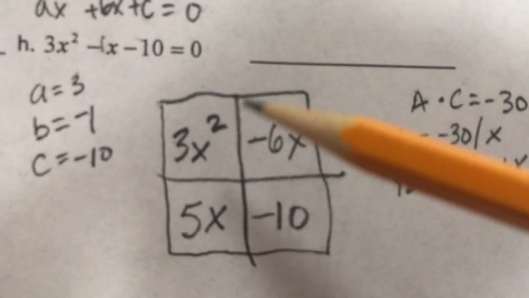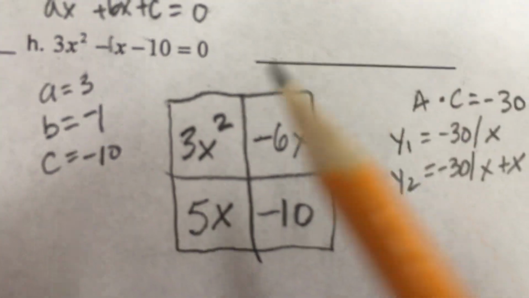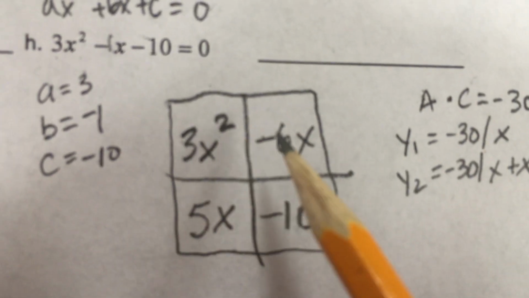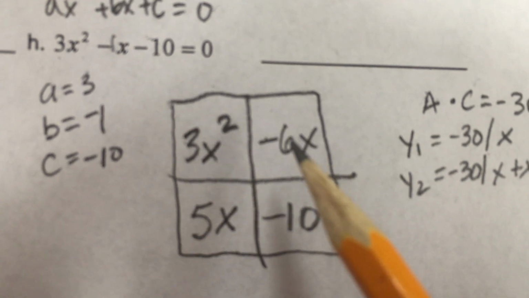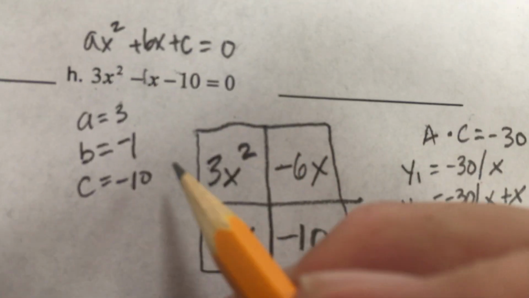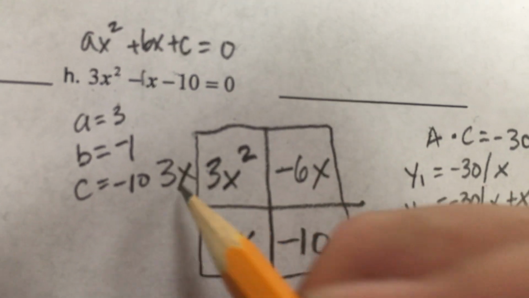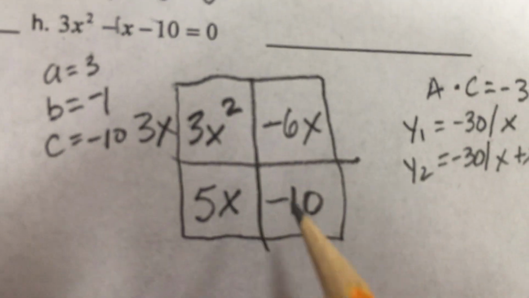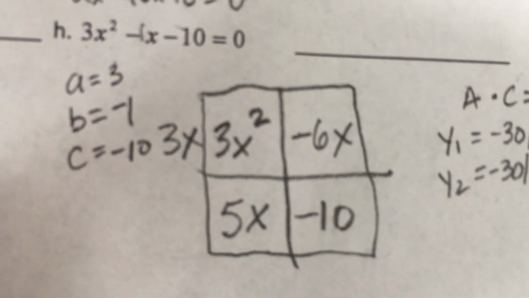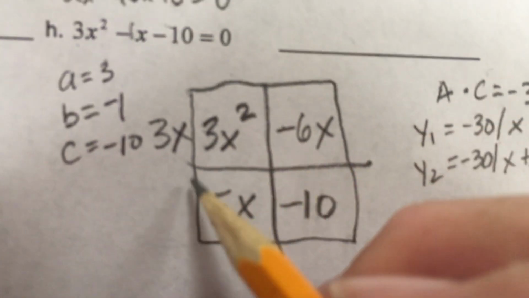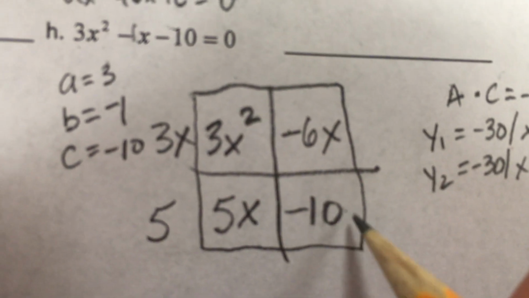After we've done that, we're going to take out the factors that are in common out of each box. On the top, we have 3x squared and -6x. I could take 3 out of 3 and 6 because it divides evenly. And I can also take an x out of both. On the bottom, 5x and -10, I can take a 5 out of 5 and a 5 out of -10 because that would give me 2 if I divided it. Can't take an x from the bottom because the -10 doesn't have an x.